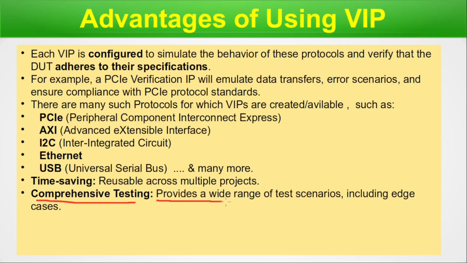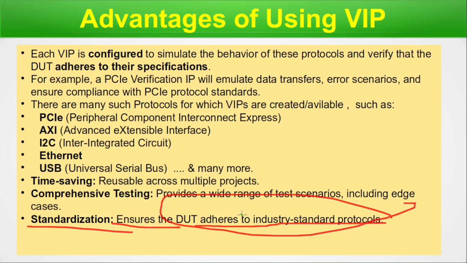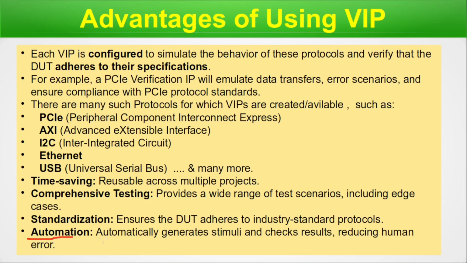Comprehensive testing provides a wide range of test scenarios, including edge cases. Edge means here we are talking about the corner cases where we have the extremities. Standardization ensures that the DUT adheres to the industry standard protocol. That means here we talk about things going by the specification that has been standardized by bodies like IEEE. Automation automatically generates stimuli and checks results, reducing human error.